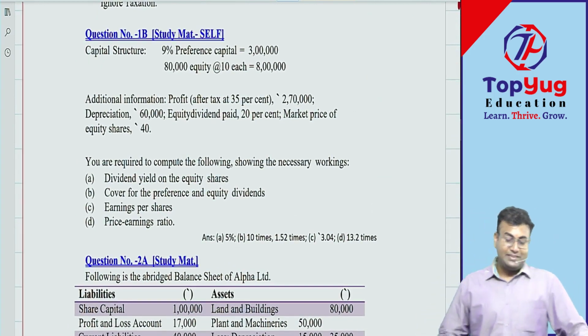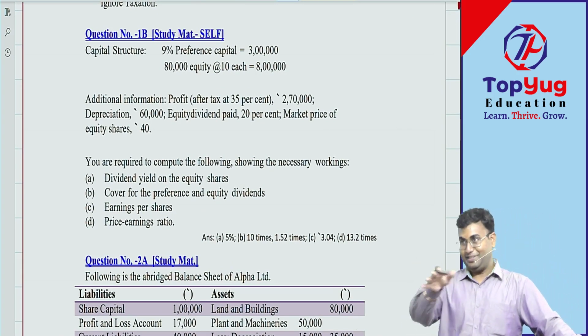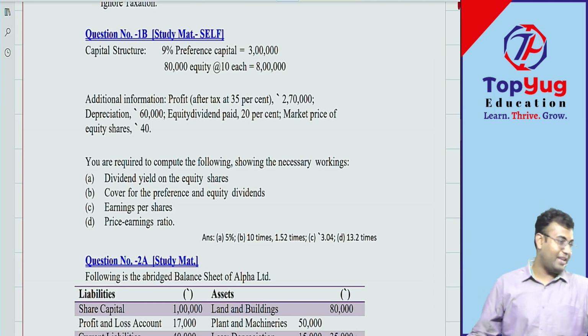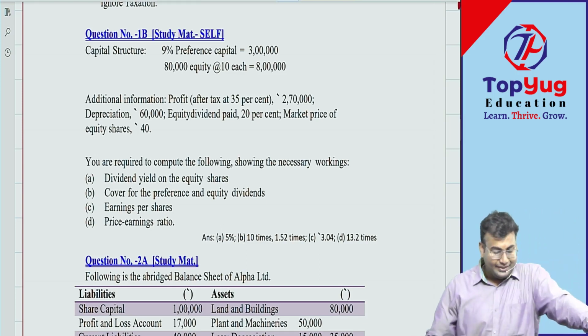Okay. Capital structure, 9% preference capital. One second. Let me just see if there are any live streaming doubts. Anna, any live streaming doubts or not? Okay, let's go. Yes.